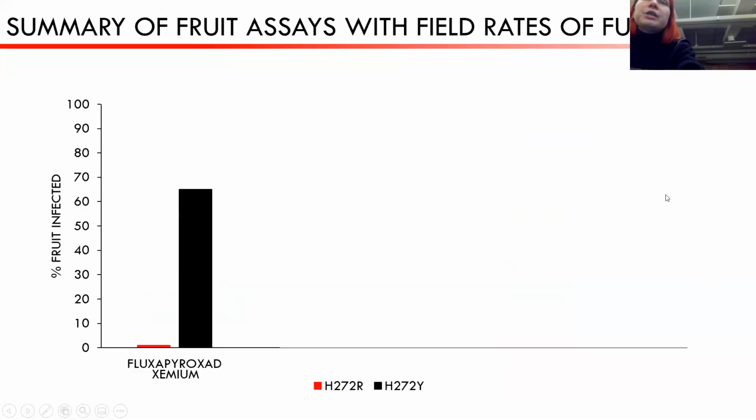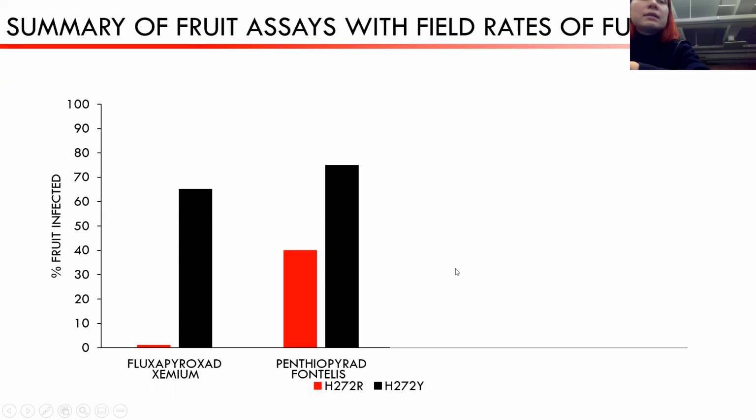And we did such experiments with fruit for other fungicides as well. So here is a summary of our fruit assays with Xemium. When we inoculated fruit with strains that carried HU72R mutation, it was completely inhibited. But 65% of fruit that was infected with HU72Y mutation had symptoms of gray mold on them.